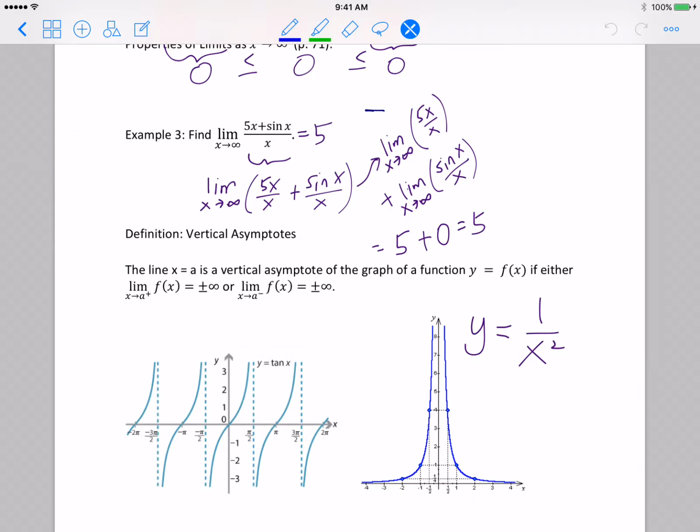The line x equals a is a vertical asymptote of the graph of the function y equals f of x if either the limit of f of x approaches positive or negative infinity as x is approaching a from the right side, or from the left side, that's fine too.